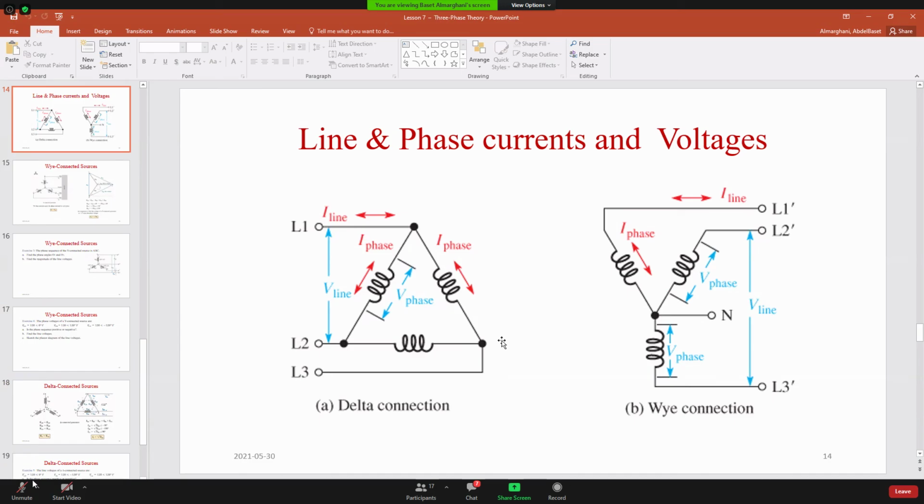This is a good thing to review here: the concept of the phase, where is it, the line, what is it for currents and voltages, in Y connection and delta connection? Any questions? You need to take the attendance.